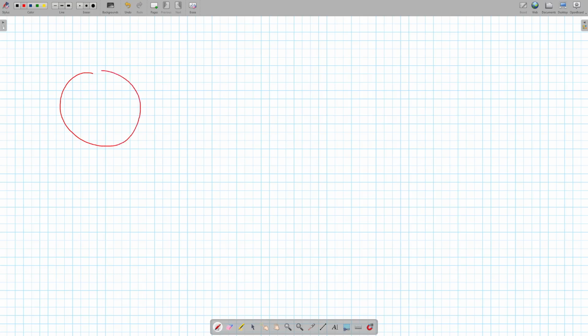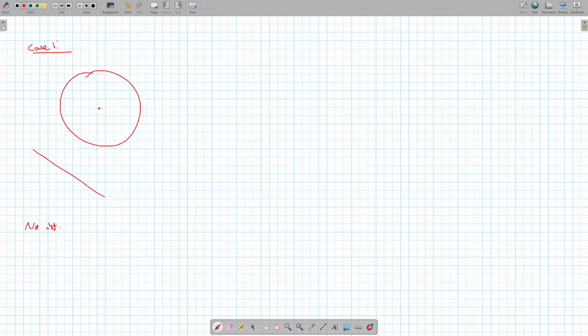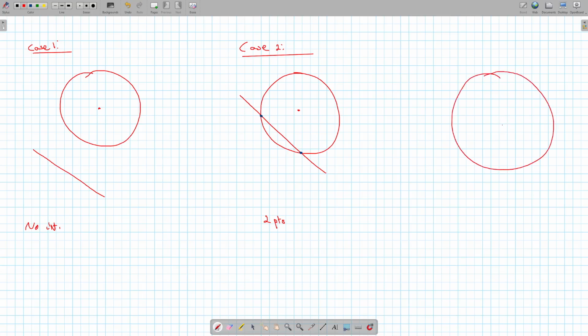A line and a circle can be, I'll write it, case 1: obviously, the line and the circle don't intersect, no intersection. Case 2: the line and circle intersect at 2 points, over here and over here. And the third case is if it's a tangent, so it will just intersect at 1 point. Let me try to be as precise as possible. This is case 3.